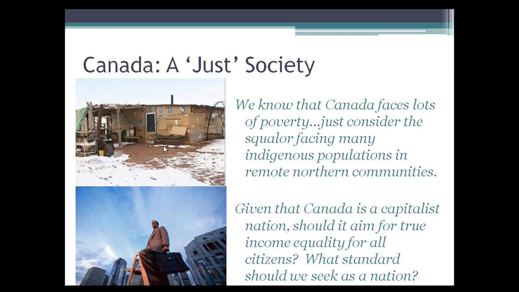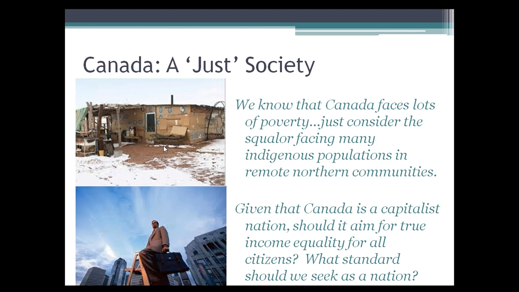Compare that to the average lifestyle that any one of us has, and I think you can see that clearly. There's reason for concern. Given Canada's a capitalist nation, though, there is a question that has to be asked: while we are capitalist, we do tend to believe that there should be some distribution imbalance, at least as a motivating factor.